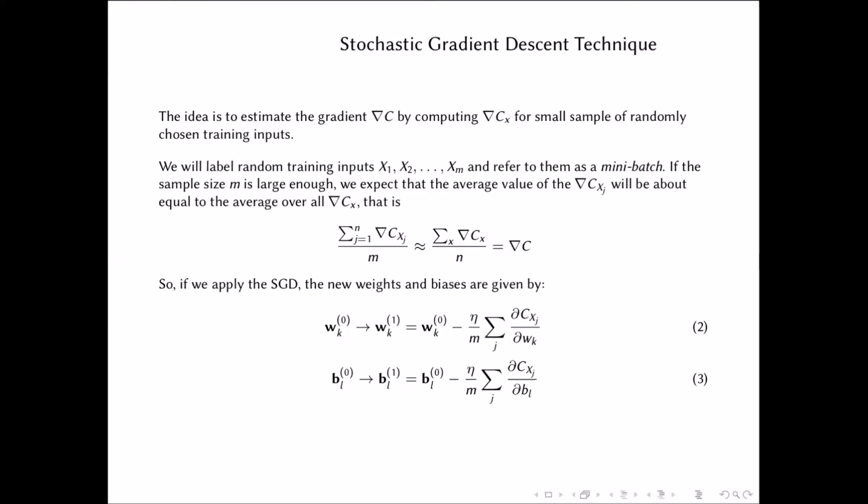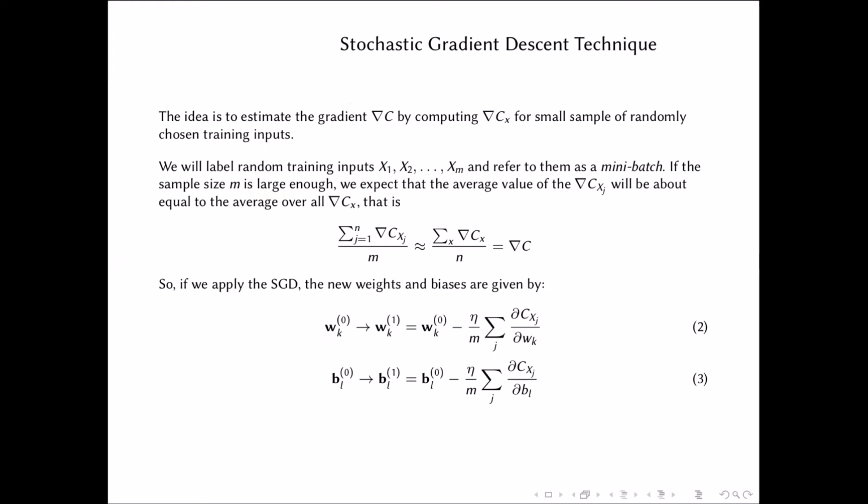To make this idea work, we're going to do something a little bit different. This is because we have 50,000 images, and if we find all the gradients of them, it's going to take too long. So the idea is that we estimate the gradient of C by computing the gradient of Cx for a small sample of randomly chosen training inputs. We label these training inputs x1, x2, up to xm, and refer to them as a mini batch. Usually inside each mini batch, we have 10 images.